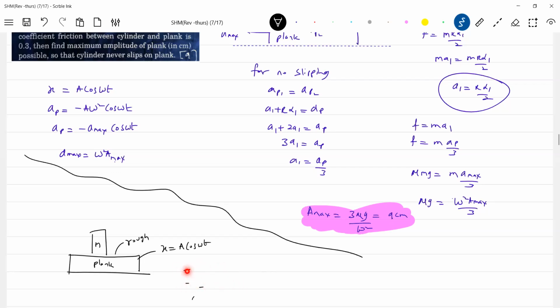I'll write it here on top. F equal to M as it accelerates. So let's put the acceleration of the plank like this. Then the friction here, for no slipping, F should be equal to M A. Then when this becomes F limiting, this will become A max.